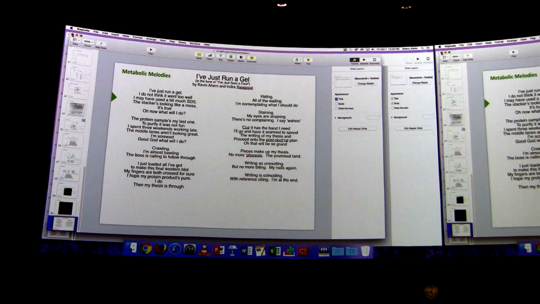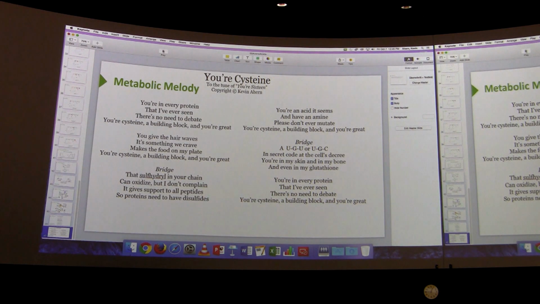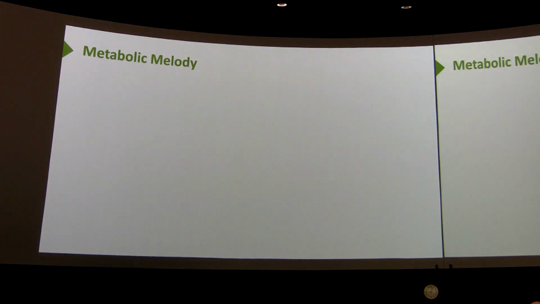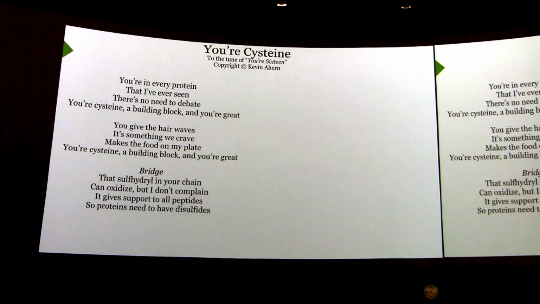The other one was a song about amino acids that we didn't get to sing, and I didn't even realize it until today. And this one's kind of fun. It's to the tune of an old Ringo Starr song called You're 16. And it goes, You're 16. If you've heard this one, please help me with this.